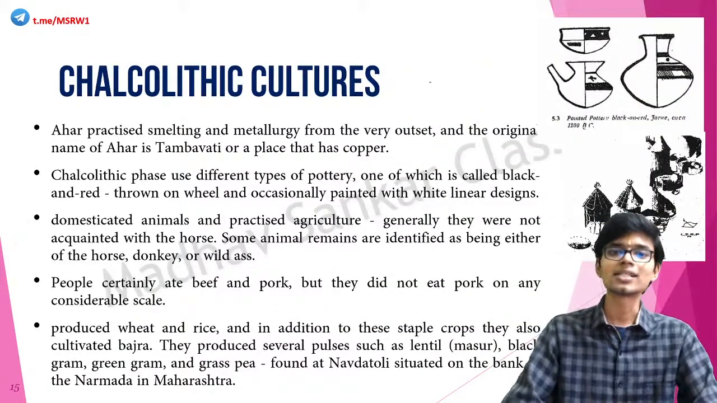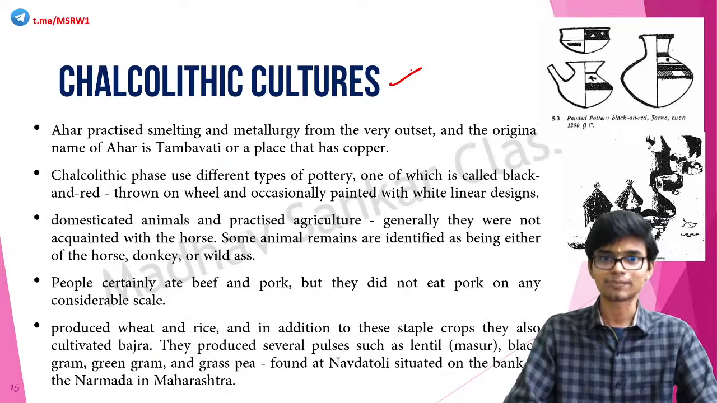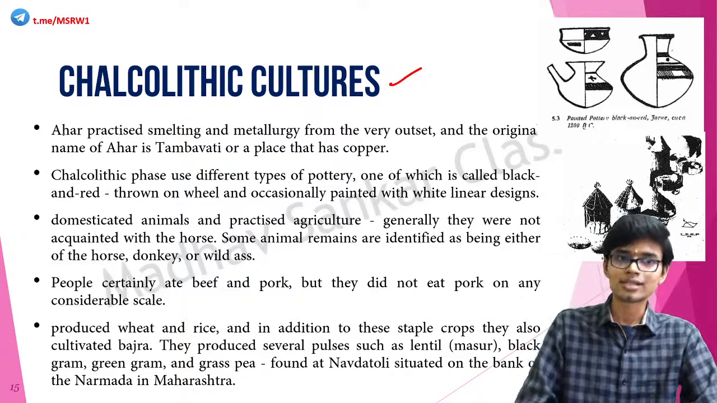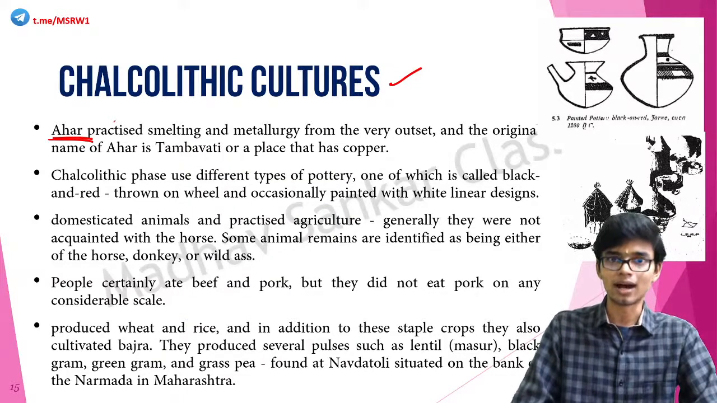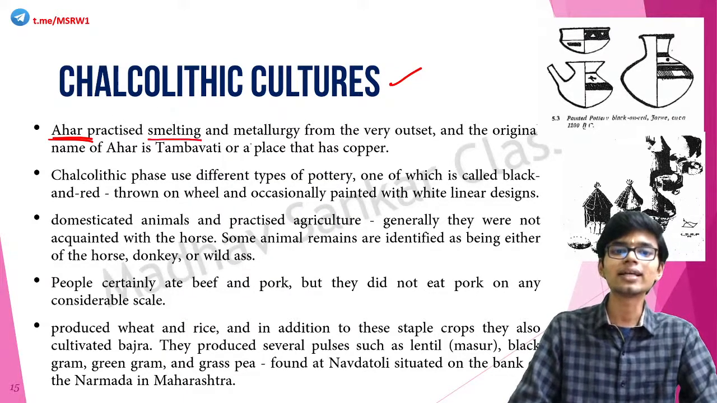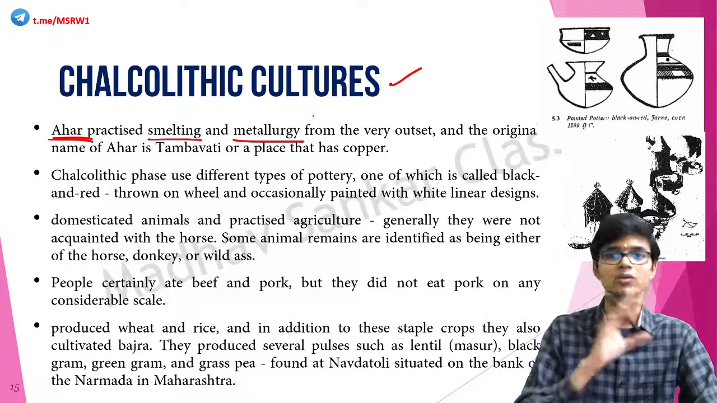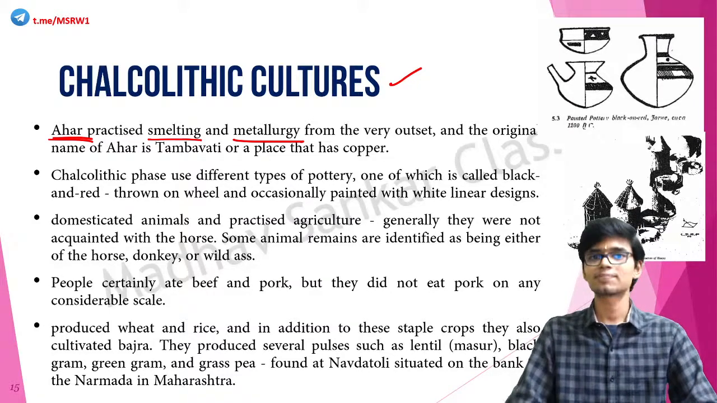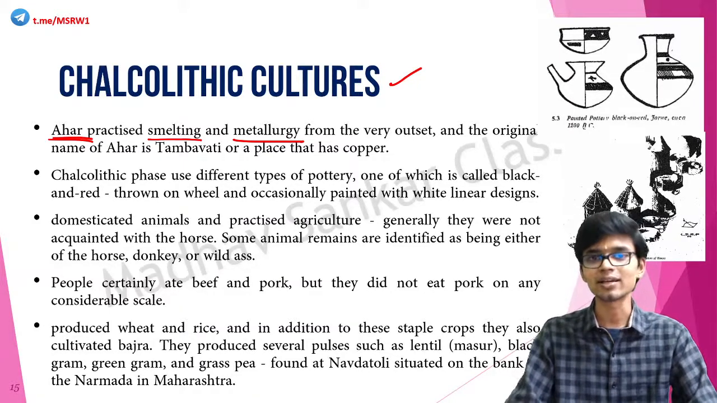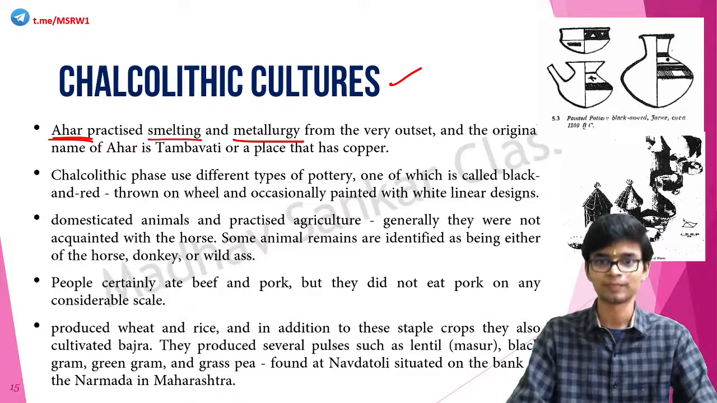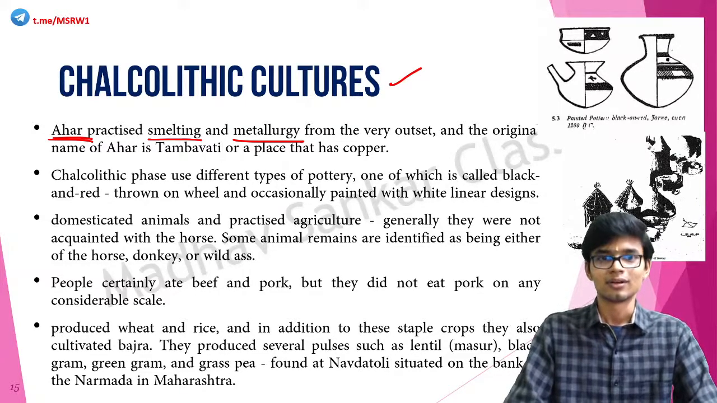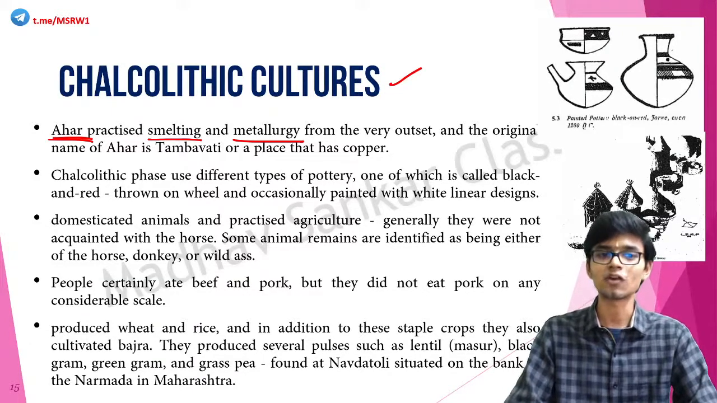All right, now let's see the major aspects of Chalcolithic cultures. This area in Rajasthan called Ahar practiced smelting and metallurgy from the very outset. If a culture is practicing smelting and metallurgy, it is very clear that metals were known to them. So in Ahar, a Chalcolithic site in Rajasthan, we come across the process of smelting and metallurgy.